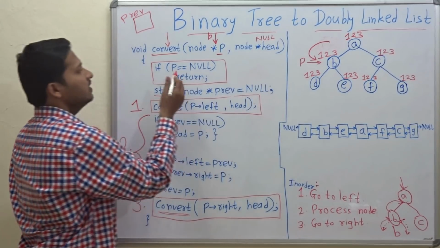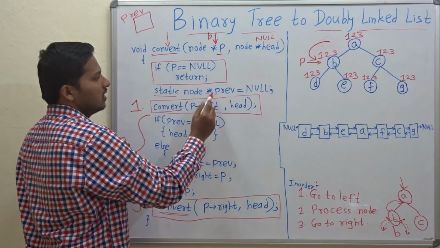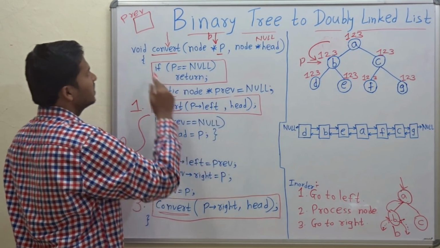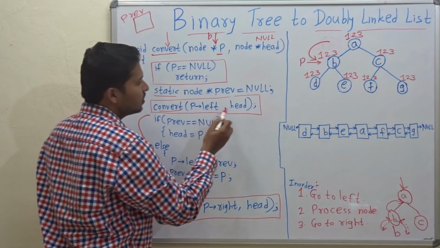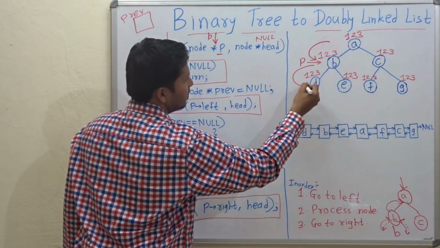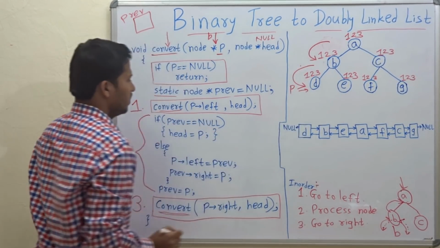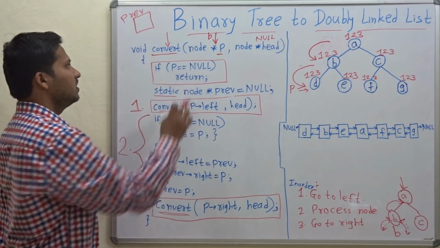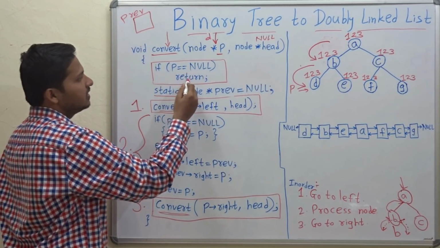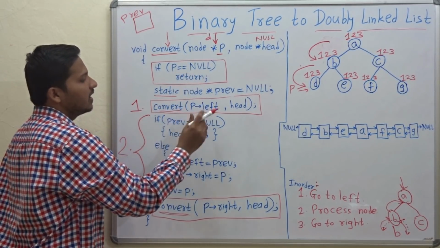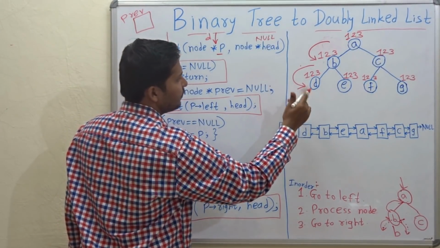For B, again we check whether it is null. No, it is present, it is not null. As this variable is static, there will be only this one copy of it. And now again we go to the left. So p will now point to D. Again we come here, now D is passed as a parameter. Again it is not null, previous is declared, and p points left. So we go to the left of p.